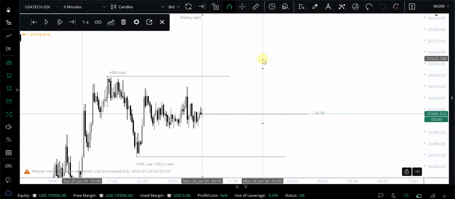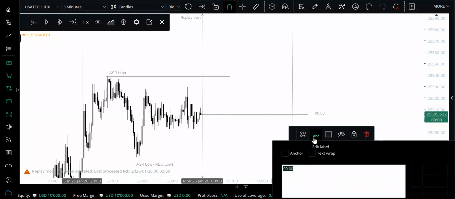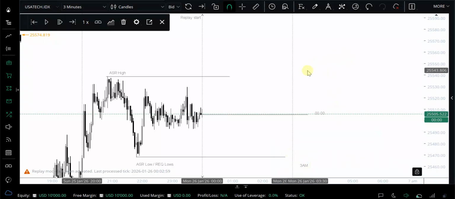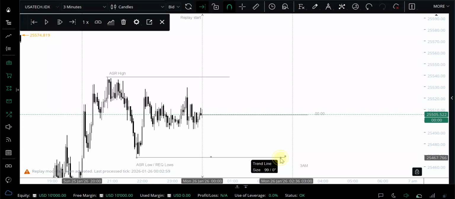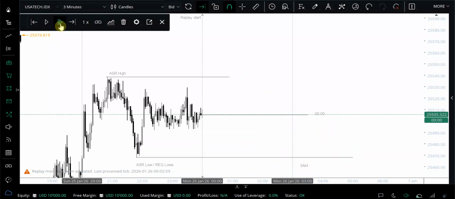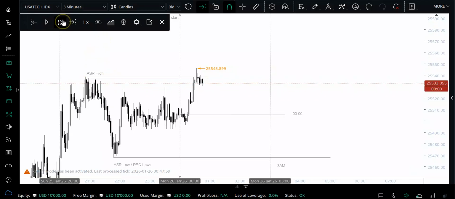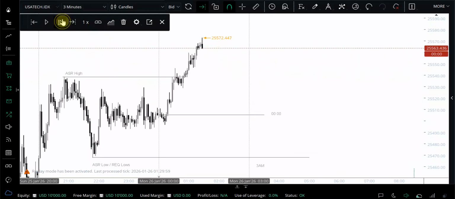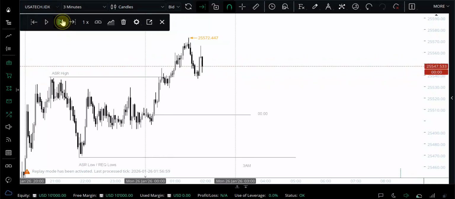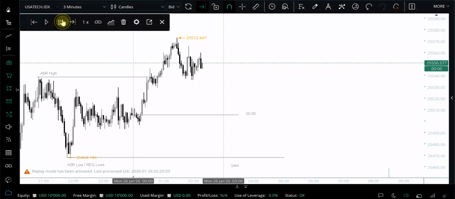And then this is my London open. That is 3 a.m. Okay. Now let me stretch this. So now we can see price approaching the London open. It takes out the Asian high. So that's a manipulation, we've confirmed. So now we are anticipating a distribution, right?